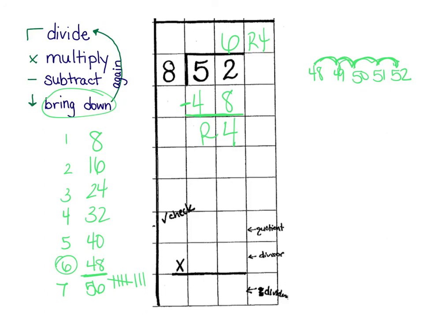Let's try and check our work. Our quotient is 6. Our divisor is 8. 6 times 8 is, as we know here, 48. That's not our dividend though, so we need to add our remainder. Plus 4, and then we know that that is 52. Yay! Good job!